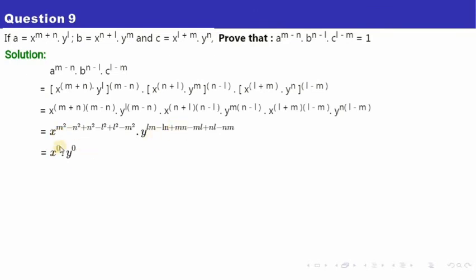Anything to the power 0 is 1. So your answer turns out to be, this is also 1, this is also 1, so 1 into 1 is 1. So that's what we needed to prove, isn't it? You may pause the video and note down the solution.